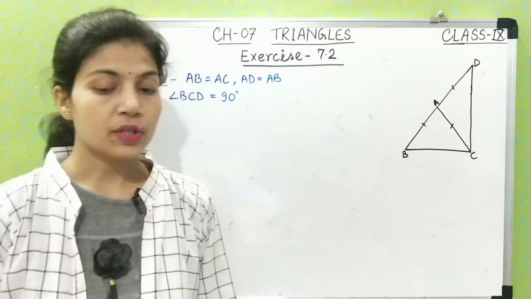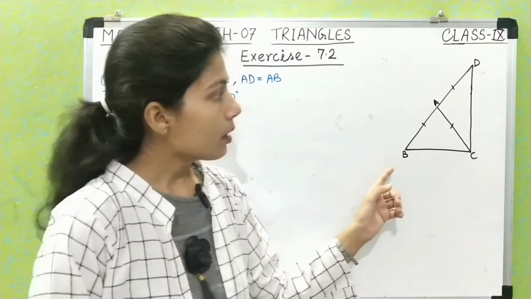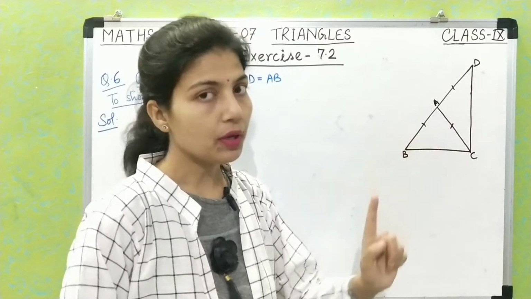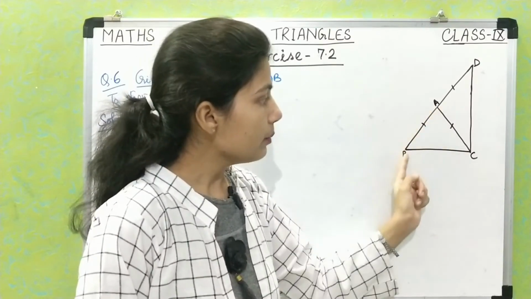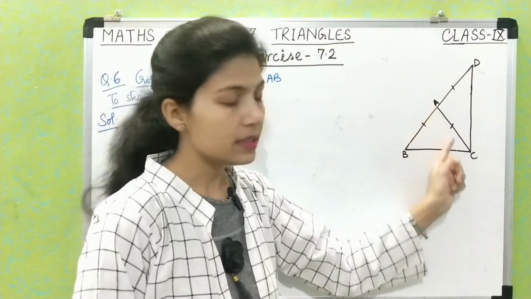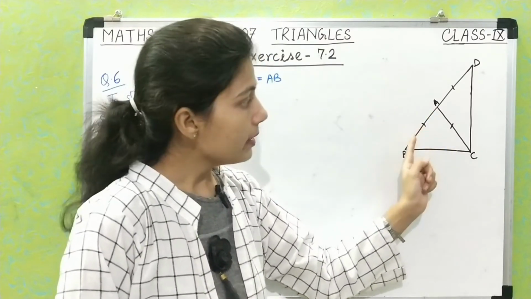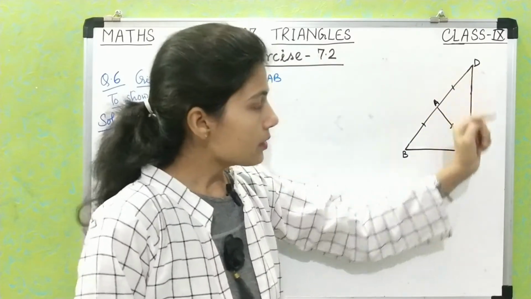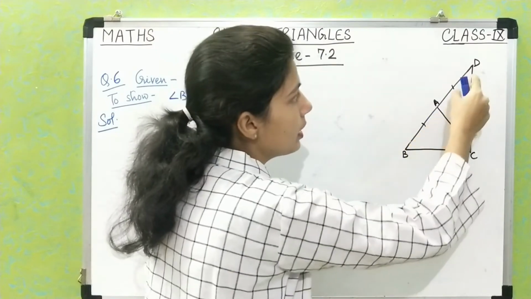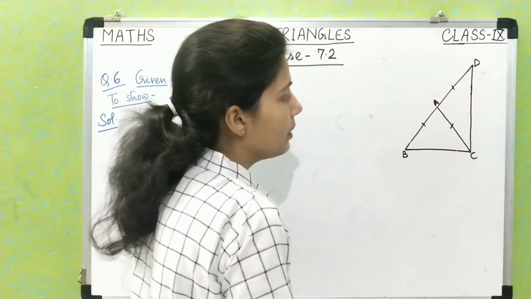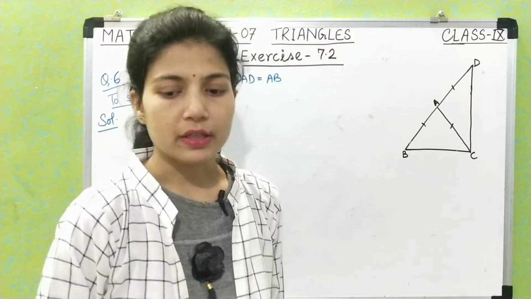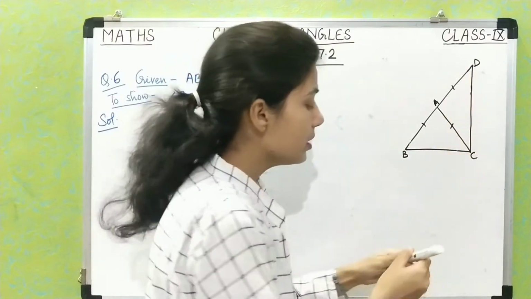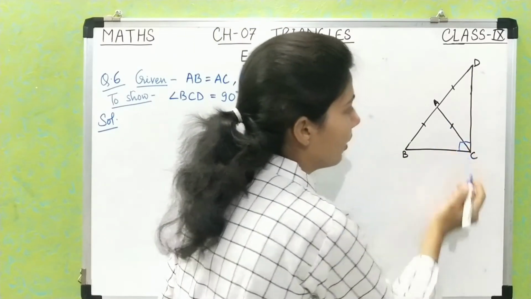Okay, so in this question you are given an isosceles triangle ABC in which the sides AB and AC are equal. When this side AB is produced to a point D such that AB equals AD. This much you have been given in this question. Now what we have to prove? Angle BCD, this angle, is a right angle.